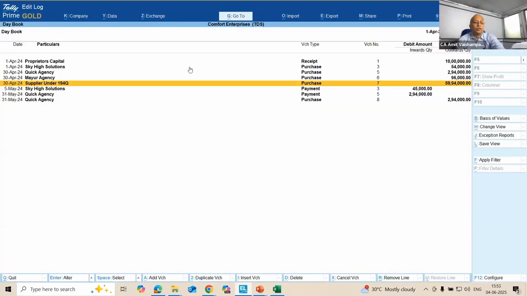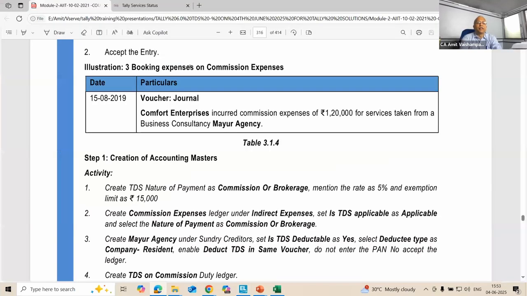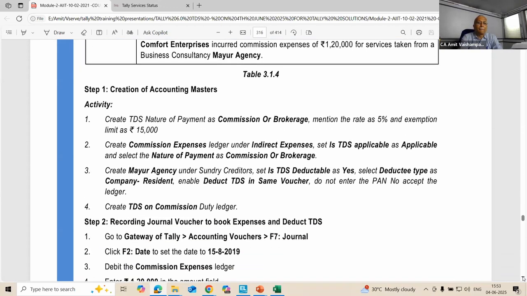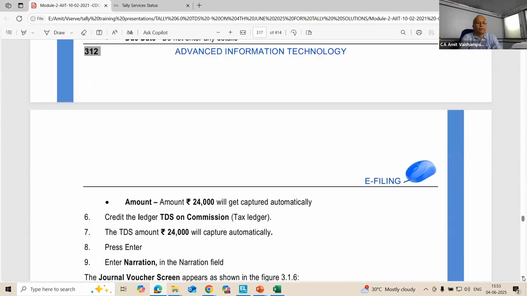This 194Q is not there as a part of the case study that I'm showing you. This case study does not have 194Q. It only has rent on machinery. It has commission. It has software purchase. These are the only three transaction types it has covered. Right. So this is the case study that I'm running.